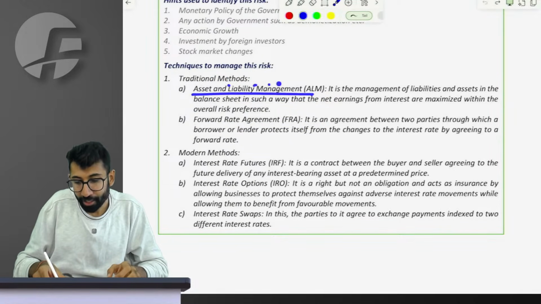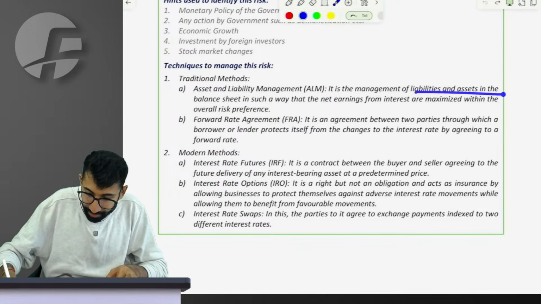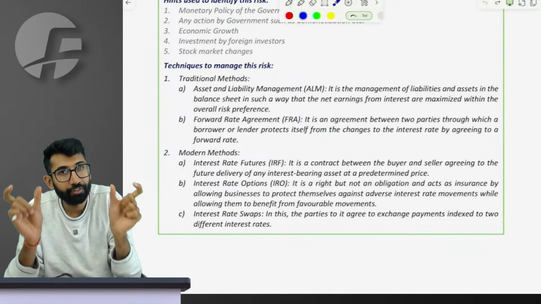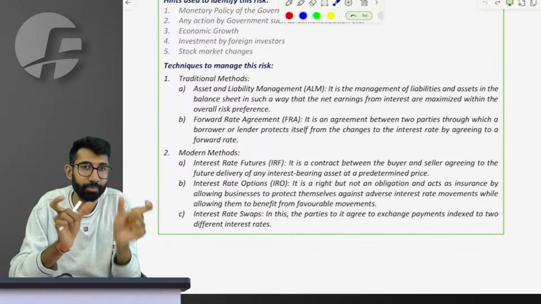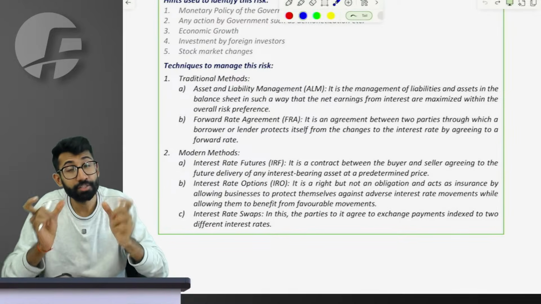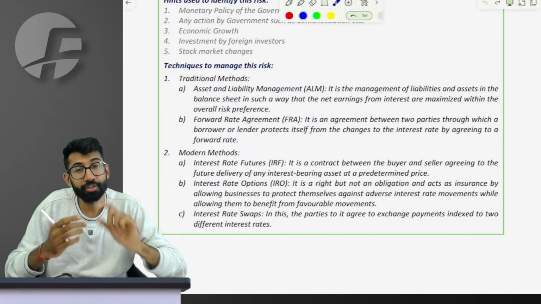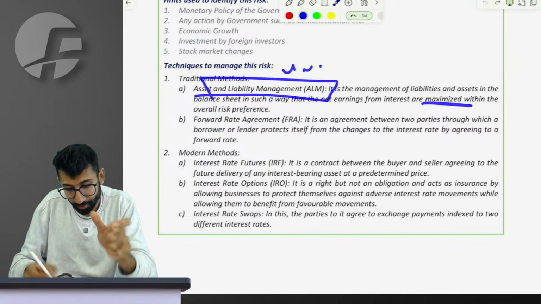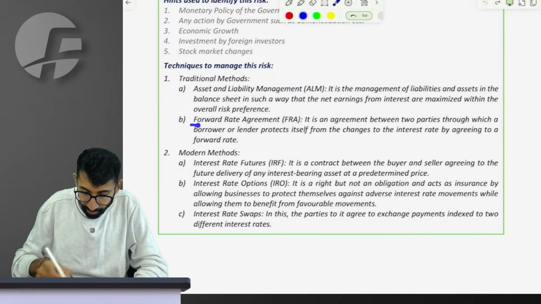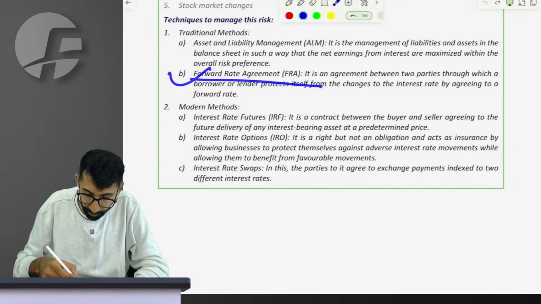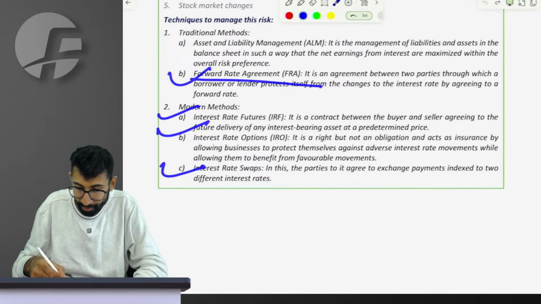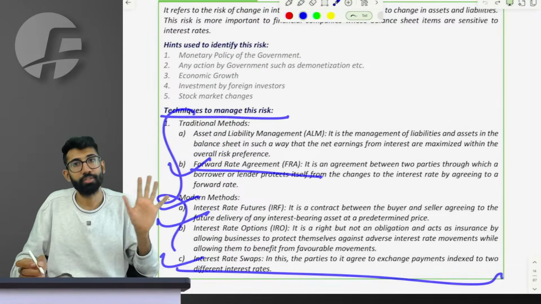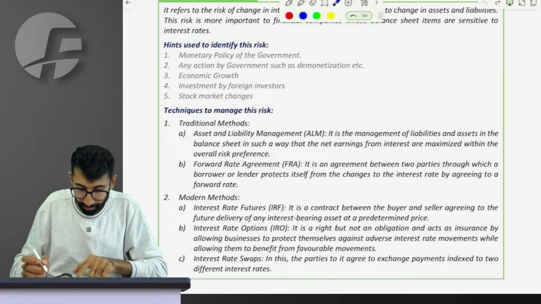Asset and liability management. In this approach, the assets and liabilities in the balance sheets are managed such that the income, which is the difference between interest received and interest paid, can be maximized. With that mindset, I can manage the risk. Perfect. Sir, FRA, interest rate future, interest rate option, interest rate swaps. Correct. You just have to write them down that these are the techniques to manage the risk. Perfect. Sir, great.